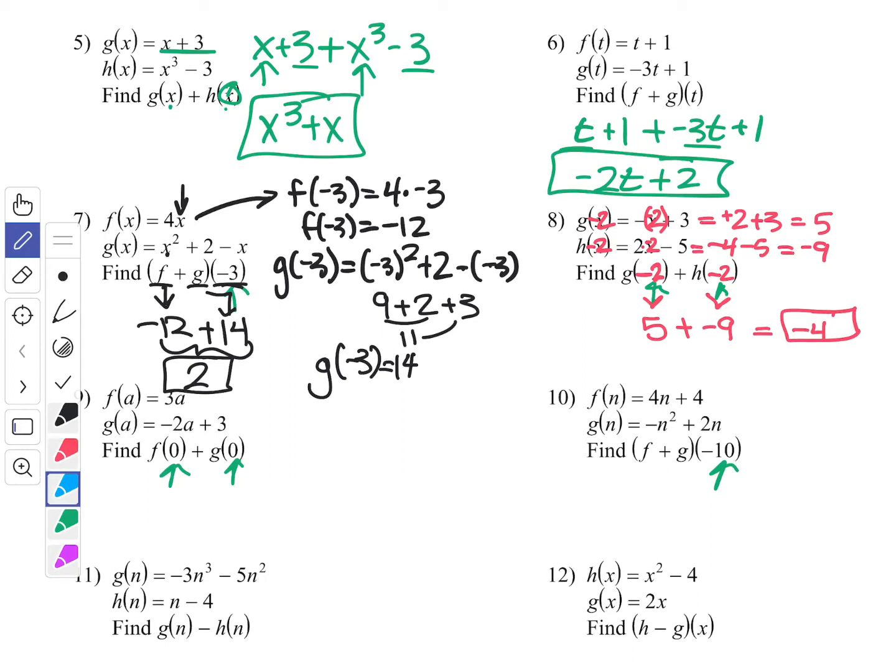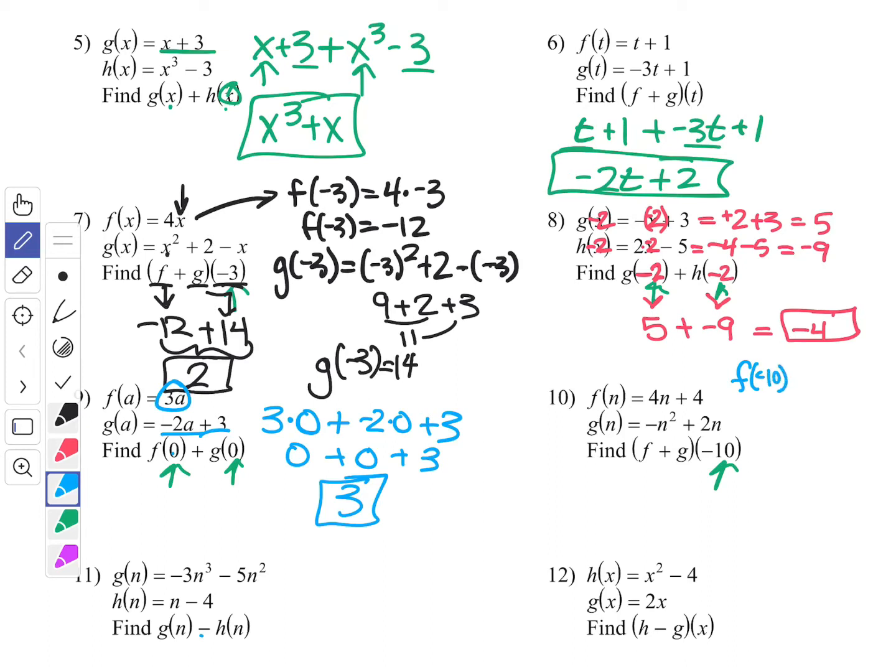Okay. Now, I've seen some students do it this way, where they take the first one and they put the letter in, so they go 3 times 0, then they go -2 times 0 plus 3, and then they work it out that way. Okay. Generally speaking, that's okay to do, because most of the time you're going to end up with the right answer. However, when we get to some minuses, we'll run into some issues, and I'll show you what I mean there. Okay. But again, we take the number, in this case -10, we replace the variables with it, and then we evaluate.